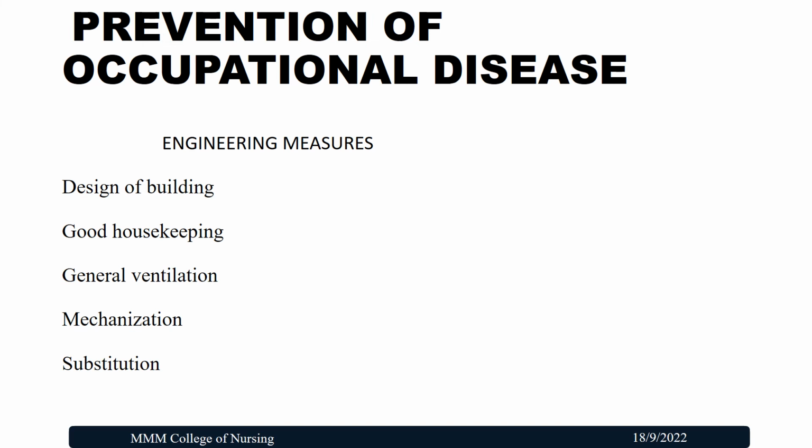Coming to the engineering measures: design of building, good housekeeping, general ventilation, mechanization and substitution. Design of building: once the industrial area or plant is constructed, we cannot rebuild or reconstruct. So before constructing, we have to plan properly. And good housekeeping: every day and every time the area has to be kept clean. General ventilation: they should have adequate cross ventilation. Otherwise the person may develop respiratory issues. Then mechanization: wherever we can use a machine instead of a human being, they can use the machine. That is called mechanization. Substitution: instead of using harmful material, they can use less harmful material.